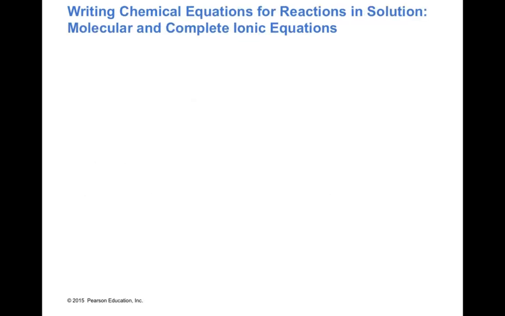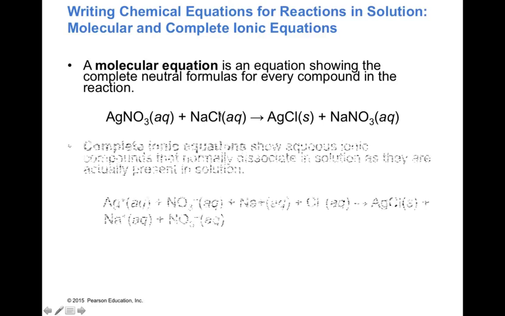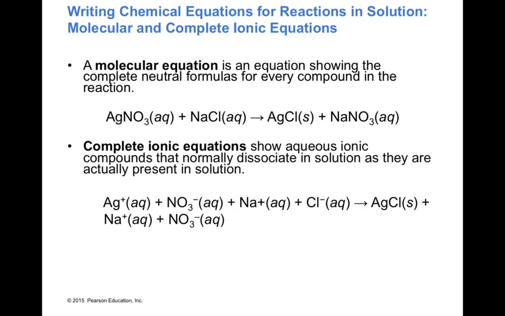Now there exist different types of chemical equations, okay? The first one is known as a molecular equation. It's an equation showing the complete neutral formulas for every compound in the reaction. So this is an example of a molecular equation. All the compounds are represented as molecules with each subscript for each of them. Okay. The second chemical equation is known as the complete ionic equation.